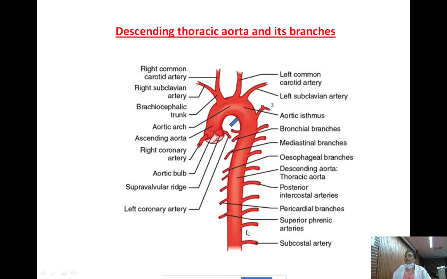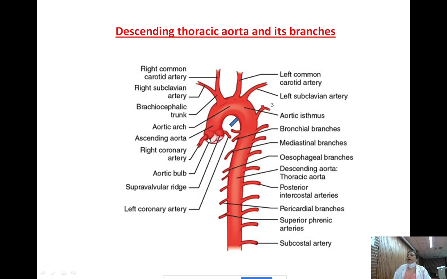So these are the posterior intercostal arteries in pairs. Also towards the mediastinum, it will give some branches, the mediastinal branches. It will give branches to the pericardium, so pericardial branches. It will give branches to the bronchus, so bronchial branches. The esophagus is very close to it, so it also gives some esophageal branches. So these are the branches. Lastly it will give a branch to the superior part of the diaphragm, known as the superior phrenic artery. So there are many branches.